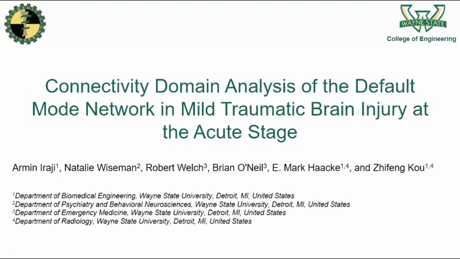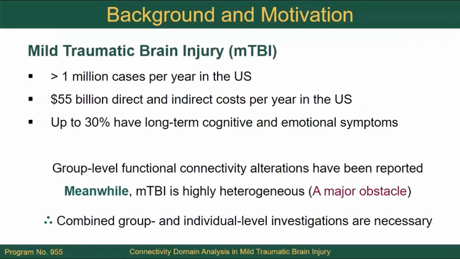Again, the title here is Connectivity Domain Analysis of the Default Mode Network in Mild Traumatic Brain Injury at the Acute stage. So some background on mild TBI. There's over 1 million cases per year in the US alone, and that accounts for $55 billion in direct and indirect costs per year. Up to 30% of these subjects have long-term cognitive and emotional symptoms, and while group-level functional connectivity alterations have been reported in the literature, mild TBI is highly heterogeneous, and that's a major obstacle that we have in performing combined group and individual level investigations, which are necessary.